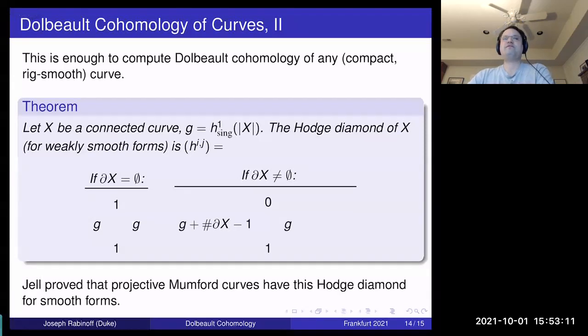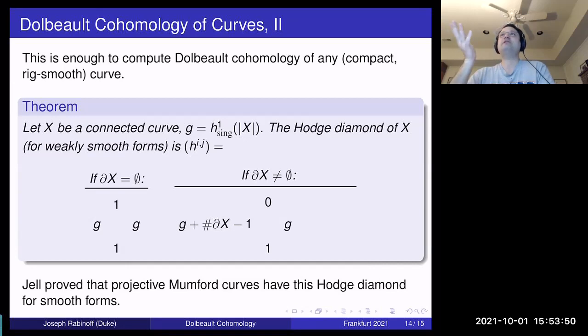So I should say that Philip proved that the Hodge diamond on the left is, if you're working with Mumford curves and smooth forms in the sense of the Antoines, then you get the Hodge diamond on the left for a Mumford curve. And again, essentially the difference between smooth forms and weakly smooth forms is that a piecewise linear smooth function is harmonic.